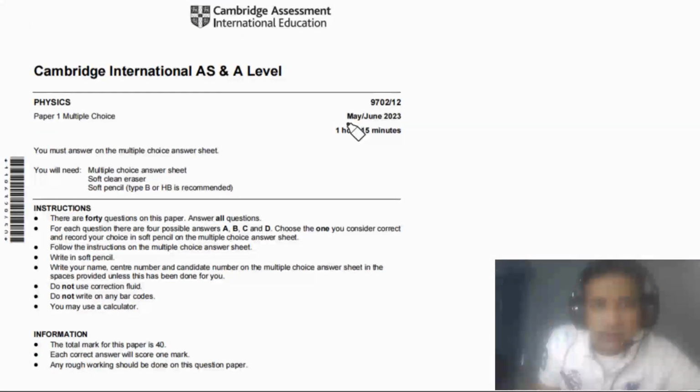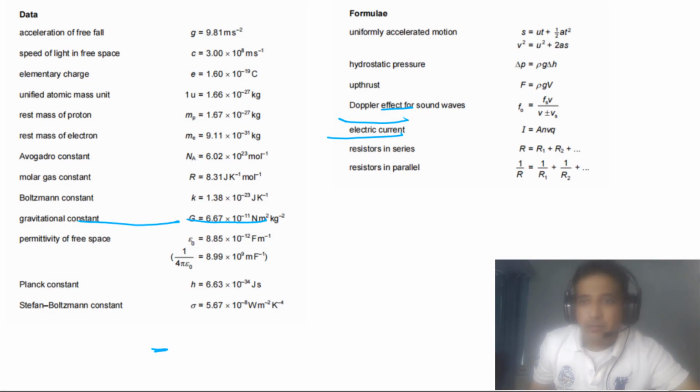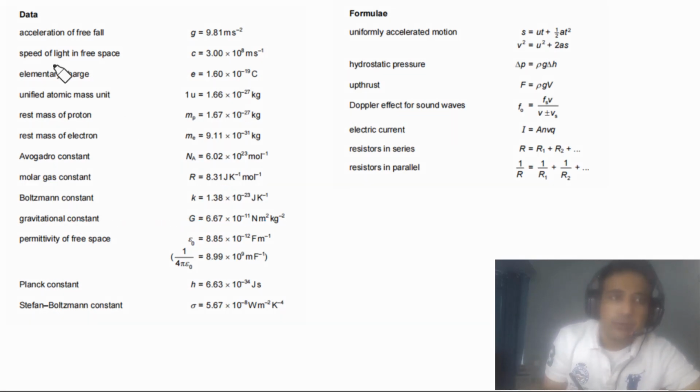In today's lesson, we are talking about May June 2023, paper 1, variant 2. The total time for this exam is 1 hour and 15 minutes, and you need to answer all questions on this paper. There are a total of 40 questions on this paper, and the total mark for this paper is 40. On the second page of your exam paper, you can also find some important data, and some important and basic formulae are also given to you.